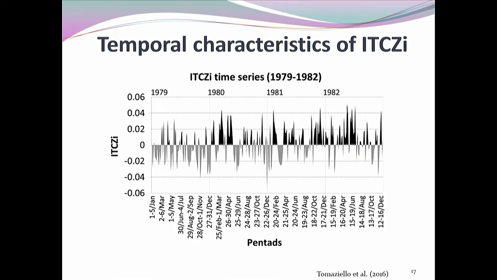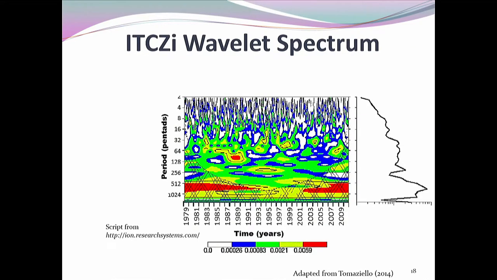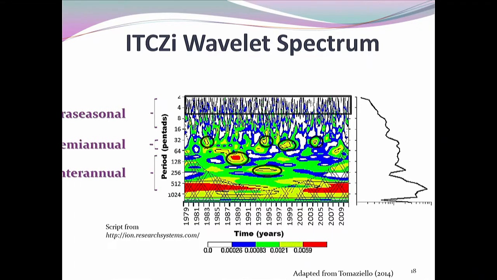This is the time series of the EOF. This is the temporal characteristics of the index. This is just an example for 4 years of this series. And here we performed the wavelet spectrum for this index. And you can see significant peaks on intra-seasonal, semi-annual, and interannual time scales. Then this index can capture the variability of the Atlantic intertropical convergence zone in all these time scales.